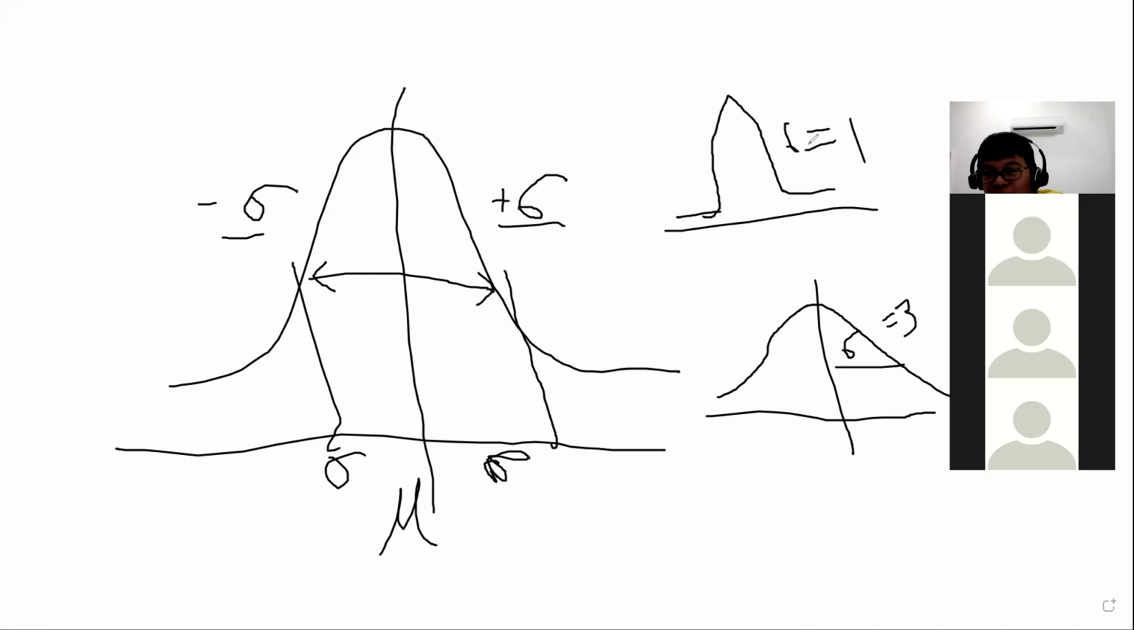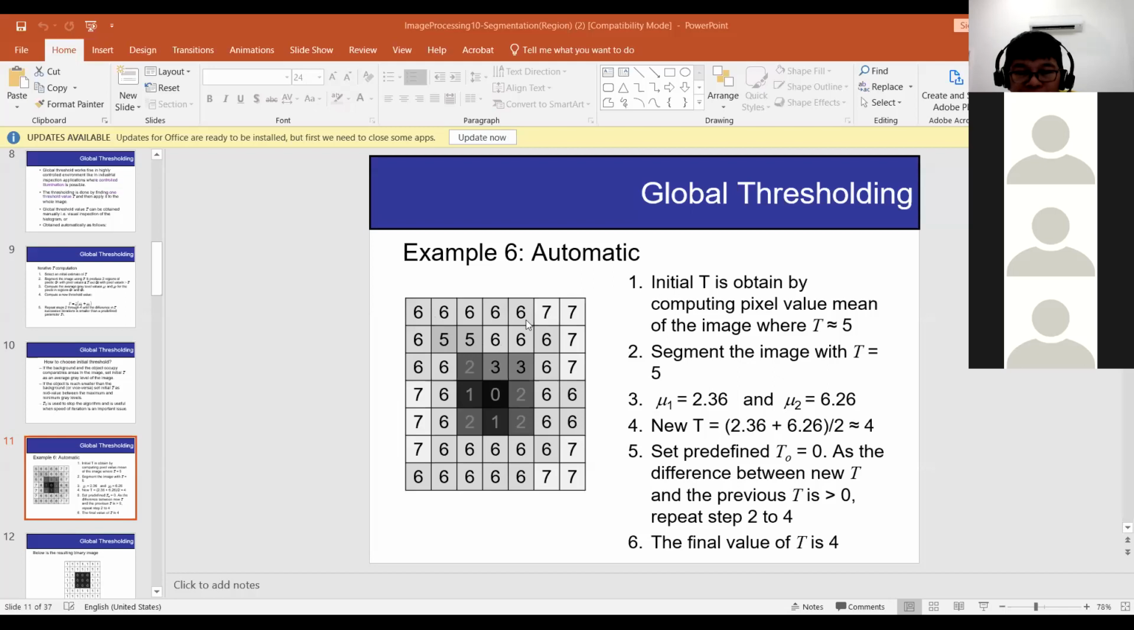For example, variance equal to 1. Now, I want to close the whiteboard. Okay, now it's on the slide. Go back to the slide. So if we compute this one, variance equal to 1 means all values here should be within a tolerance of 1. That means all the values should be 6, 7, 6, 7, 6, 7, maybe 5, 6, 7, right? Then the whole piece of the image will be quite similar, into one region.